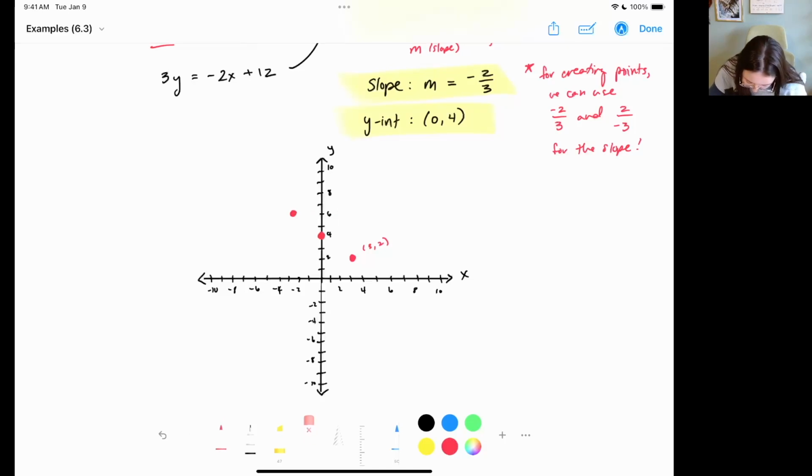Erase our arrows because we don't want to have any arrows on there. And that point right there is going to be at (-3, 6). So now we have 3 points, which is all we really need to draw a line. We're just going to draw a line straight through all 3 of those.